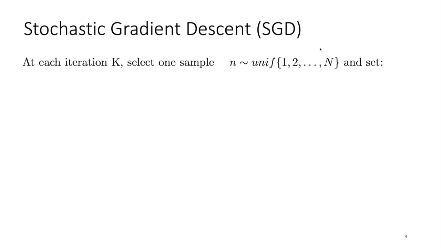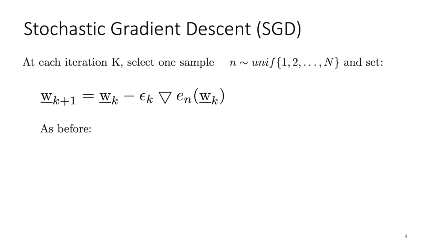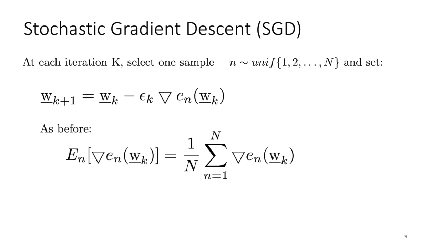Let's formalize this. At each iteration k, we're going to select one sample, and that sample is coming from a uniform distribution, right? That's why we call this unif. And then, if you want to update the w's, it would become w_{k+1} equal to w_k minus epsilon multiplied by the gradient of E_n. As before, we had this. So the capital E, the overall, is 1 over N of all those pointwise losses.